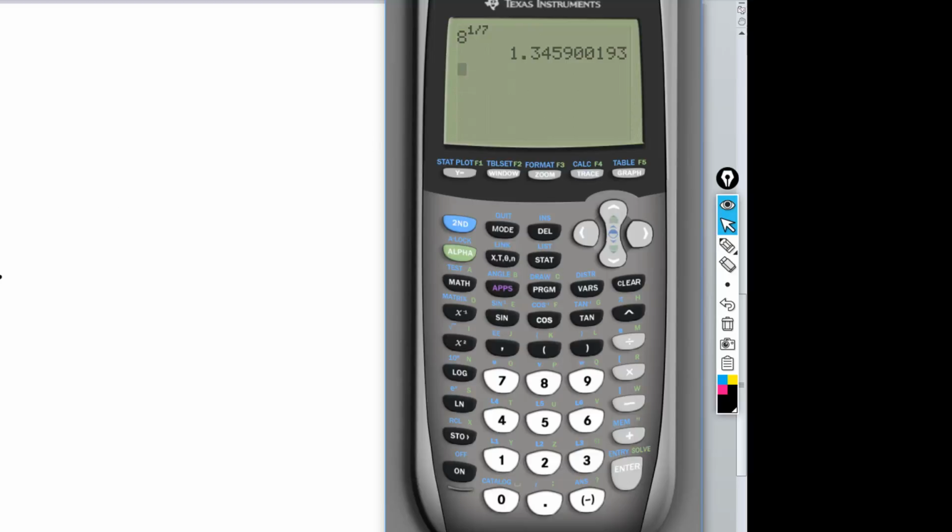Now, if this had been 8 to the negative 1/7, then the only difference is that this would be 1 over it. So the answer would be 1 over 1.345 and so forth. And then you could divide it out and round your answer accordingly, whatever they ask you.